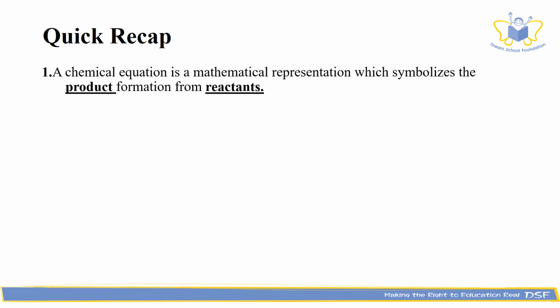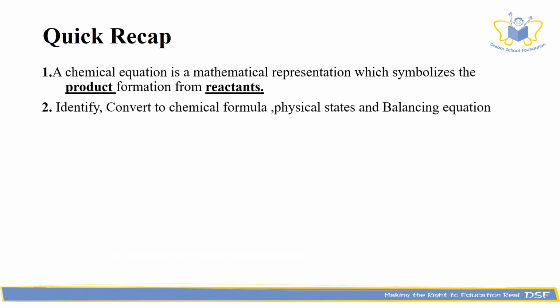Let's run through a quick recap on the topics learned in this video. What is a chemical equation? How to write a chemical equation? What is law of conservation? What is a balanced equation? A chemical equation is a mathematical representation which symbolizes the product formation from reactants. To write a chemical equation, first identify the reactants and products, convert to chemical formula, write the physical states of chemical equation, and balance the chemical equation.